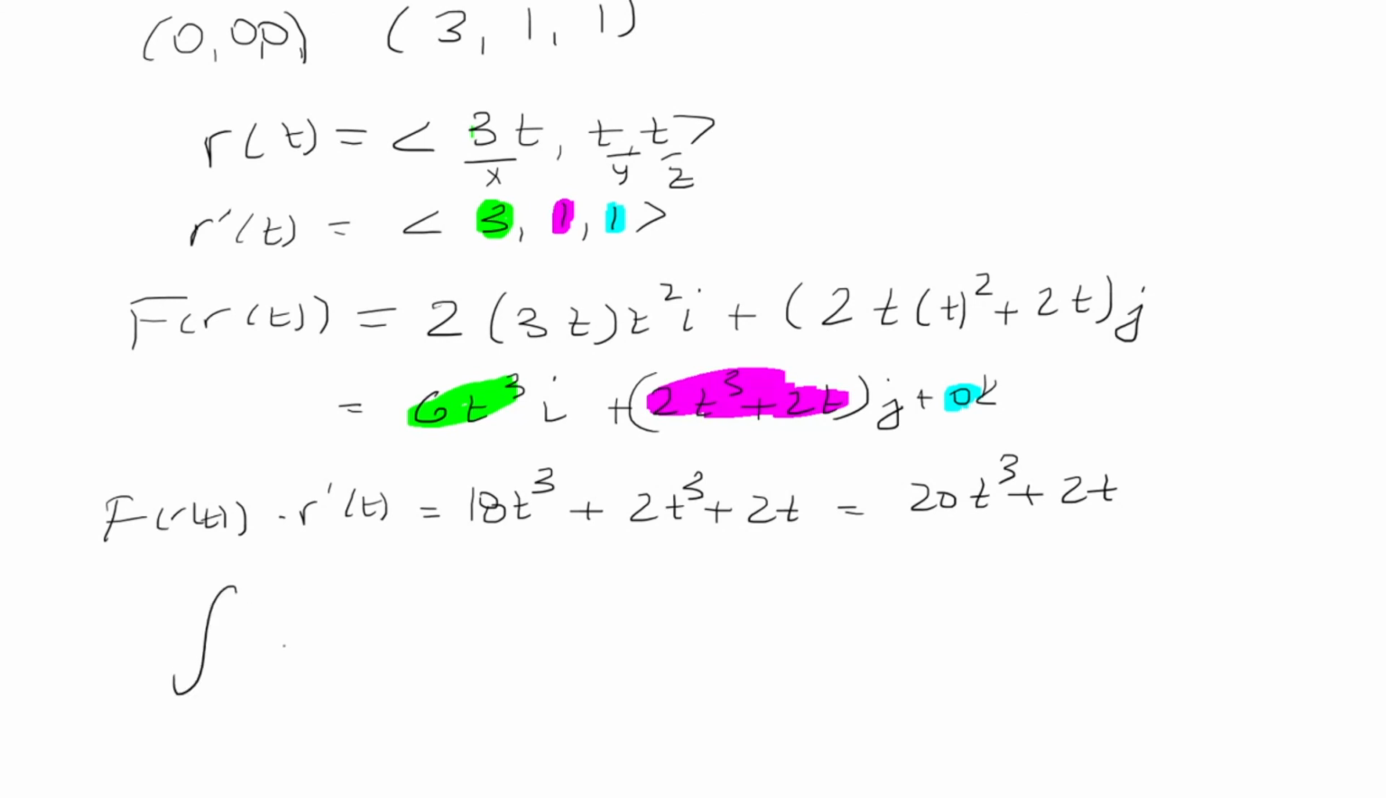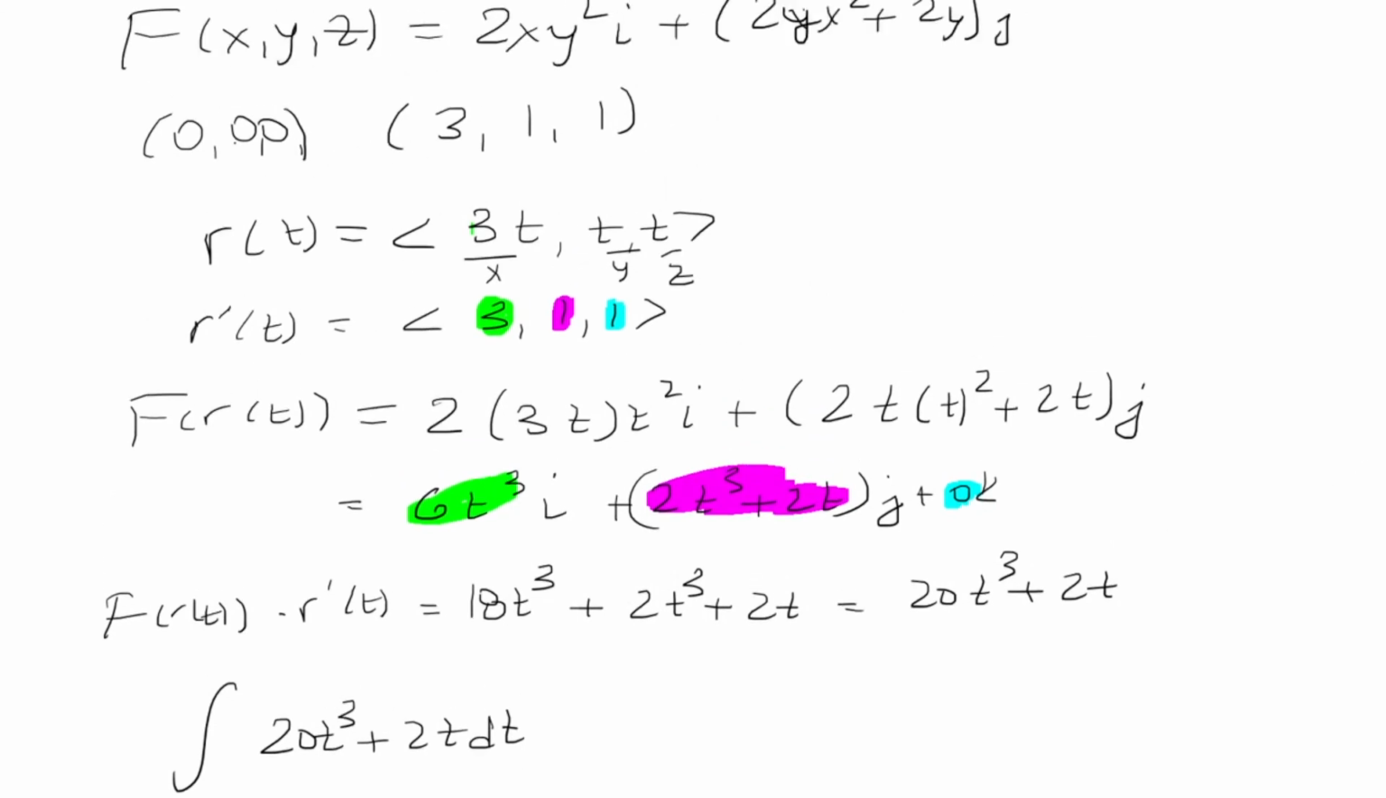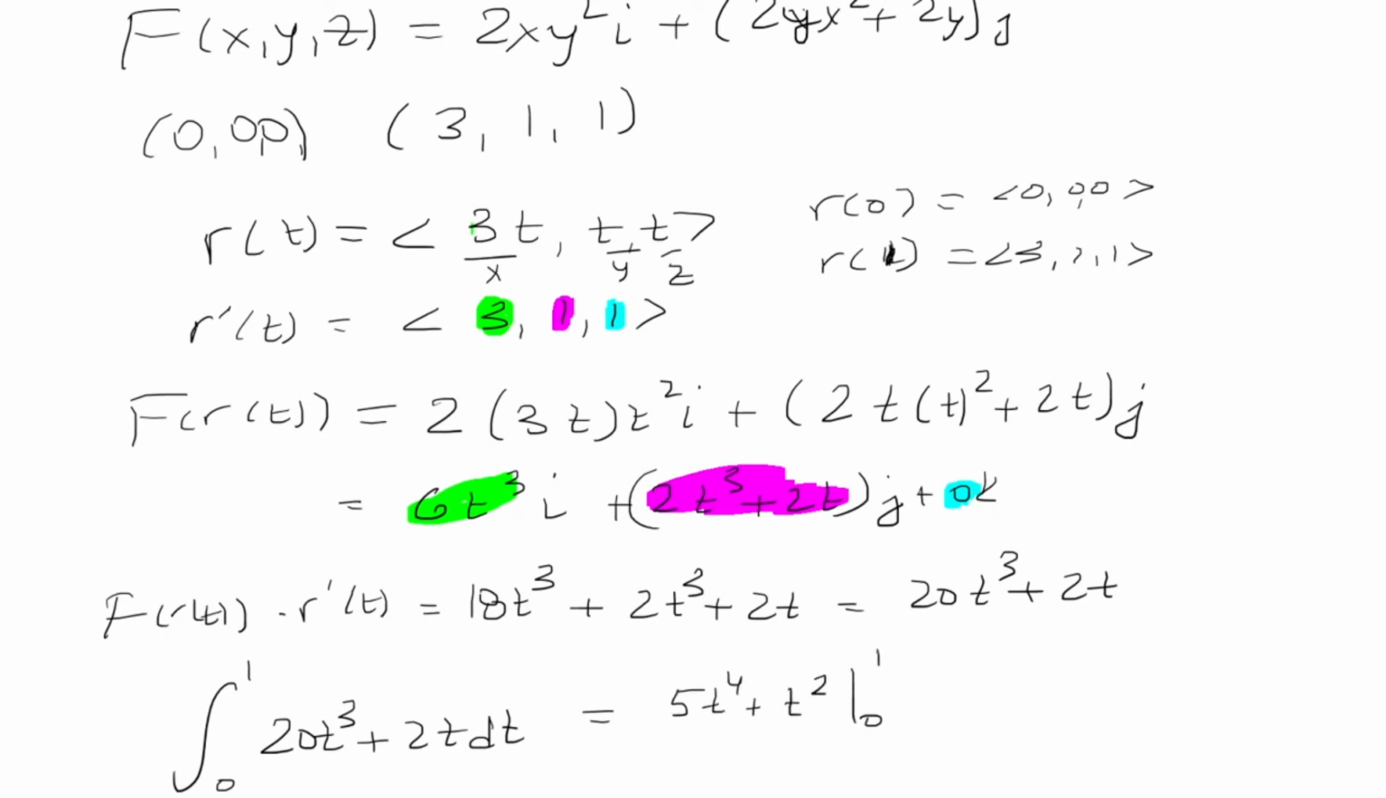And now we have to put this in the integral. We said, well, if t is 0 here, we get the origin. So r of 0 is just (0, 0, 0). And then r of 1 is (3, 1, 1). Okay, so that means we start at 0, end up at 1. So our limits go from 0 to 1. So this will just be 5t to the 4th plus t squared, going from 0 to 1. And that's going to be 6.